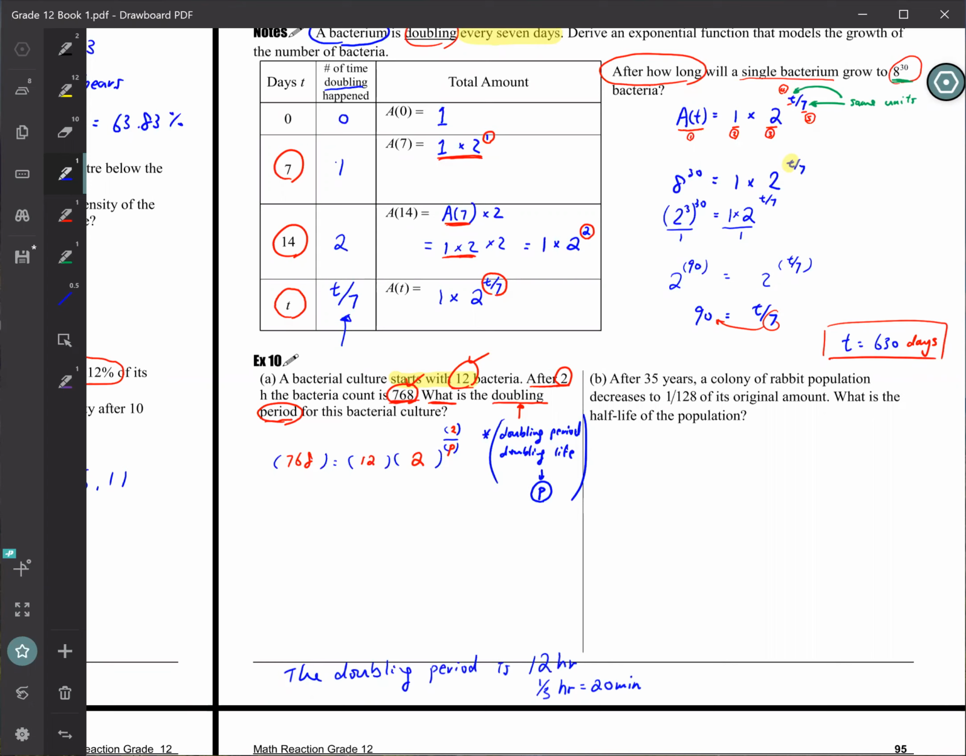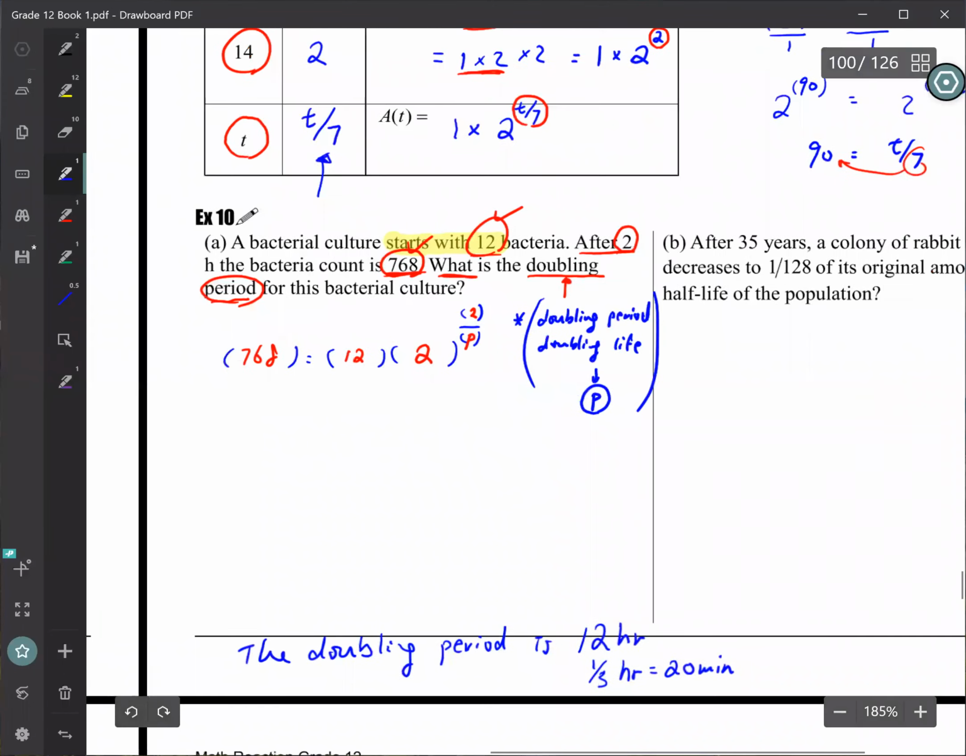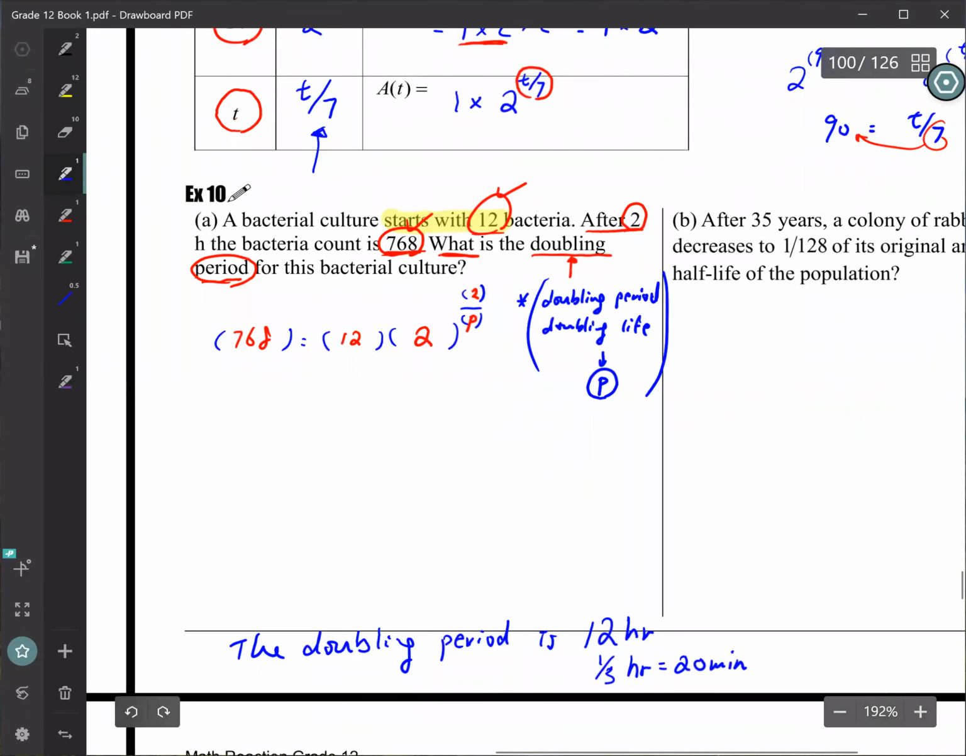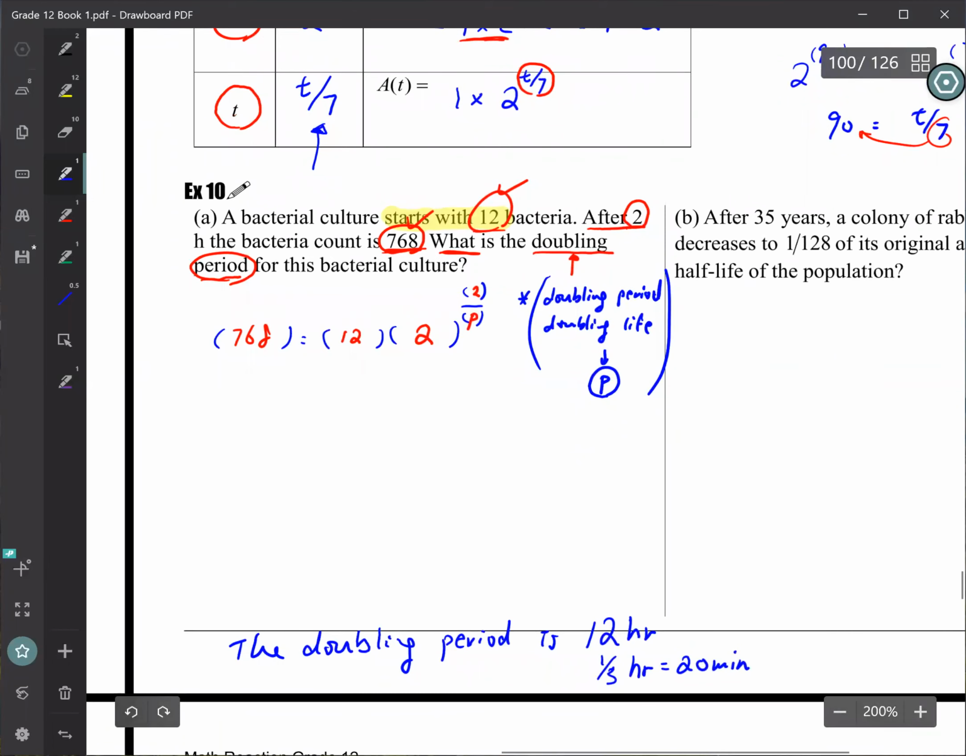20 minutes? Okay, let's go over the steps to see what steps you took, all right? Cindy, what did you do first? I divided 768 by 12. Okay, very good. So both sides divide by 12. Can you tell me what you have on the left side?